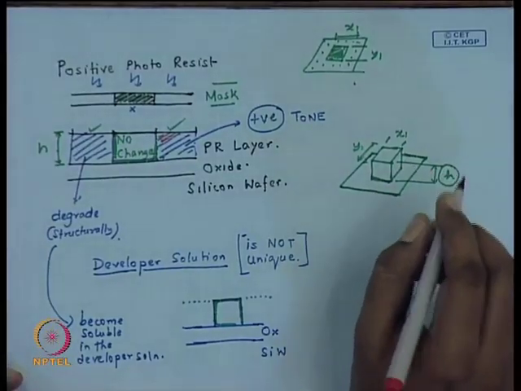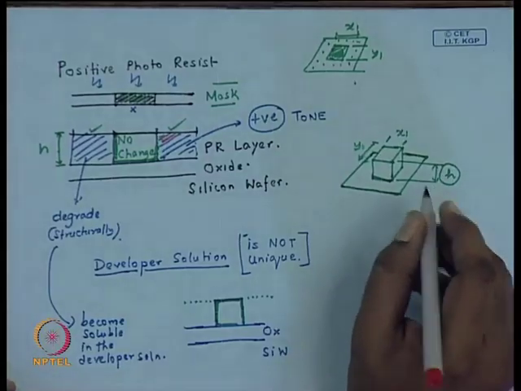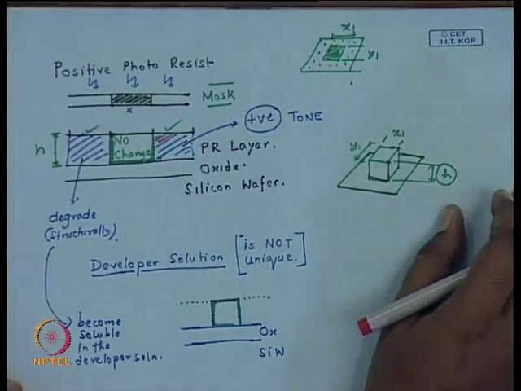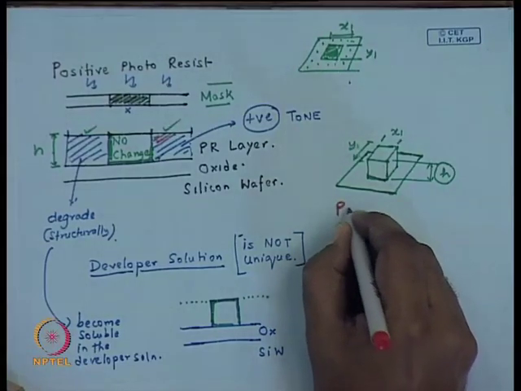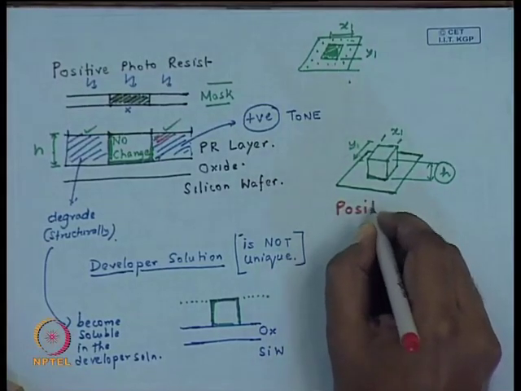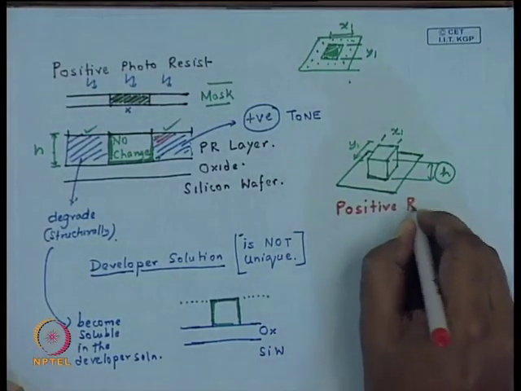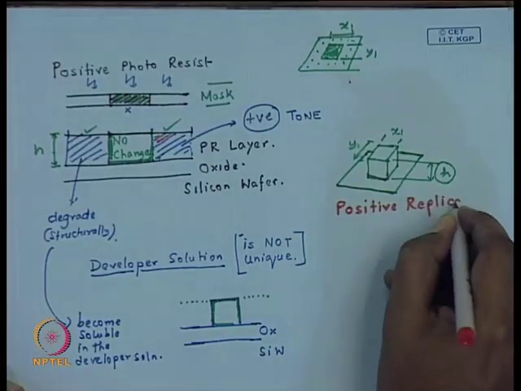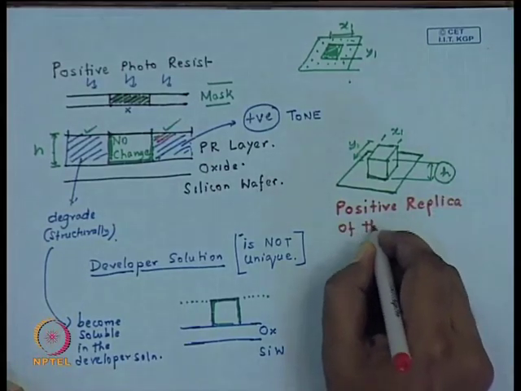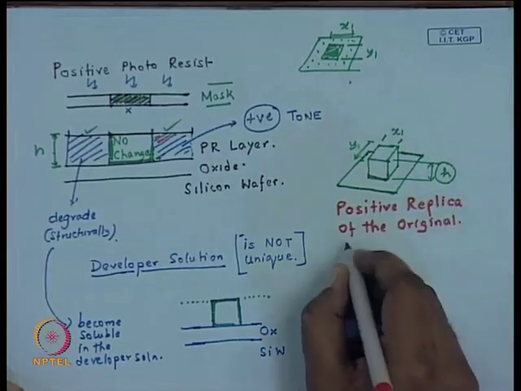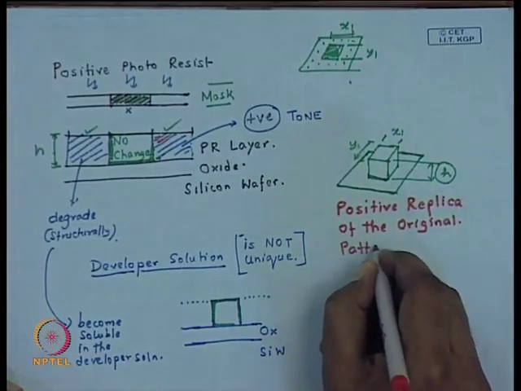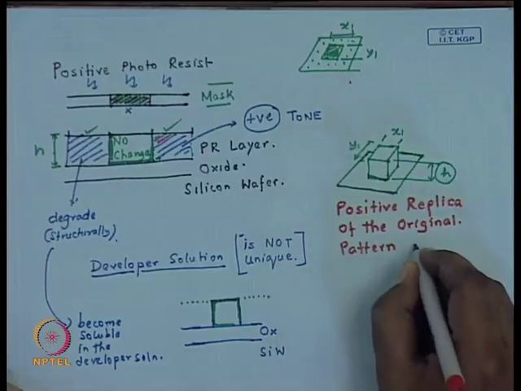You may now wonder why it is called a positive photoresist, and the answer is very clear from the figure you see, because this way what you get is a positive replica of the original pattern you had on the mask.